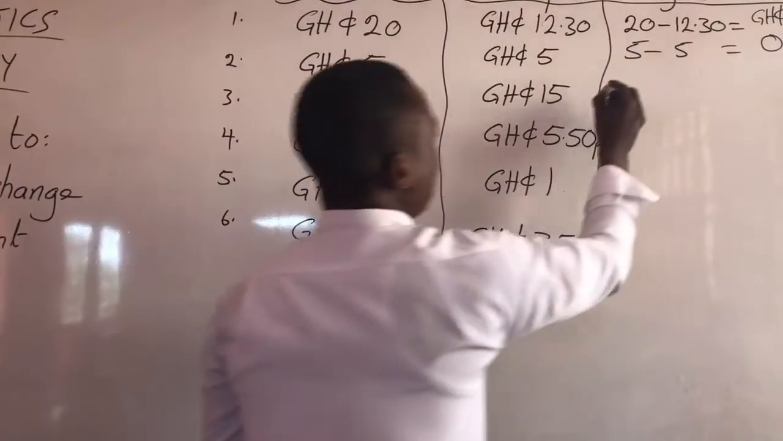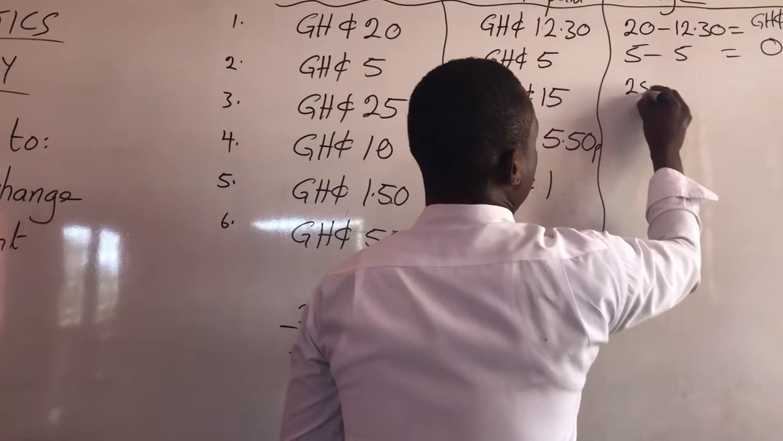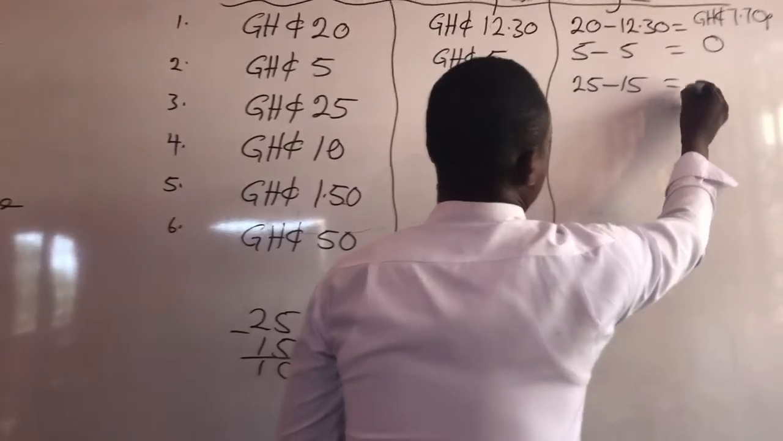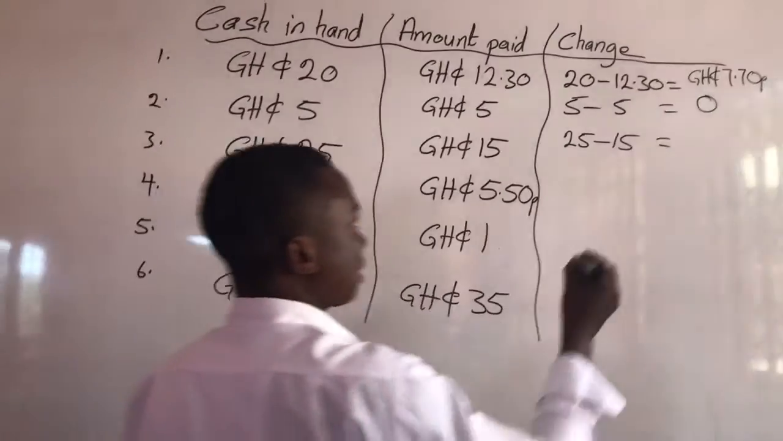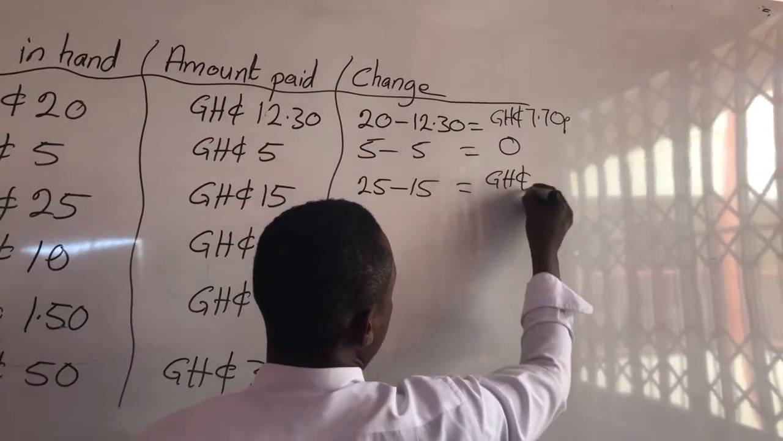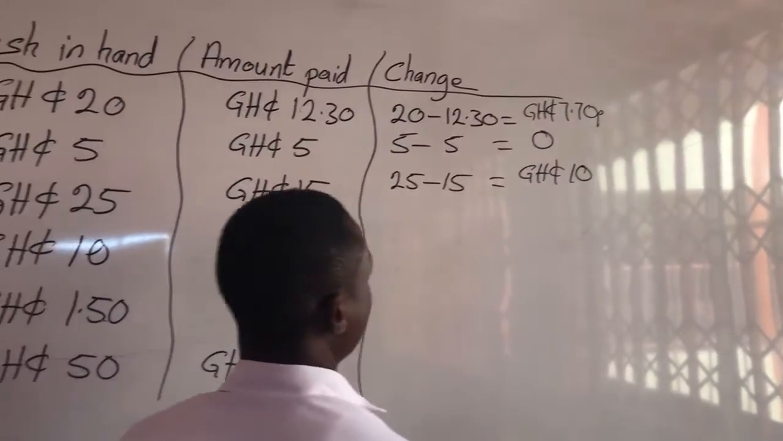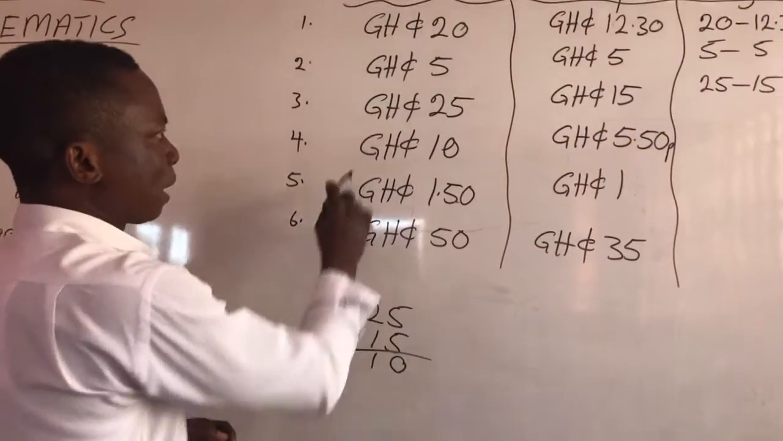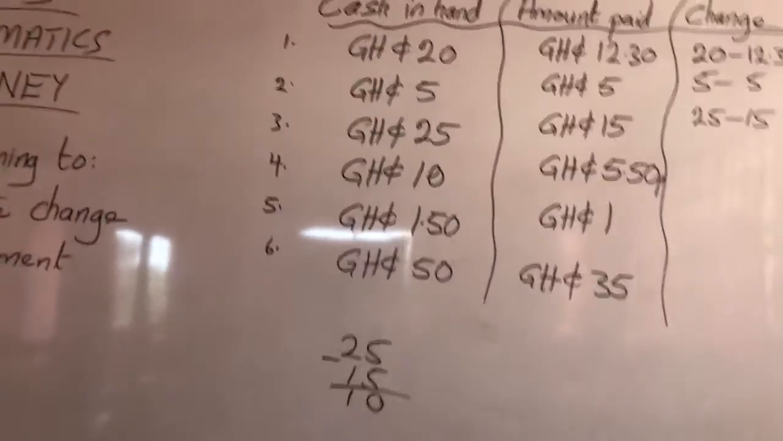So let's write. Indicate 25 minus 15 will be 10. Make sure you indicate it is 10 cedis, Ghana cedis, 10. The next one, try this one, let me see. Try this one.